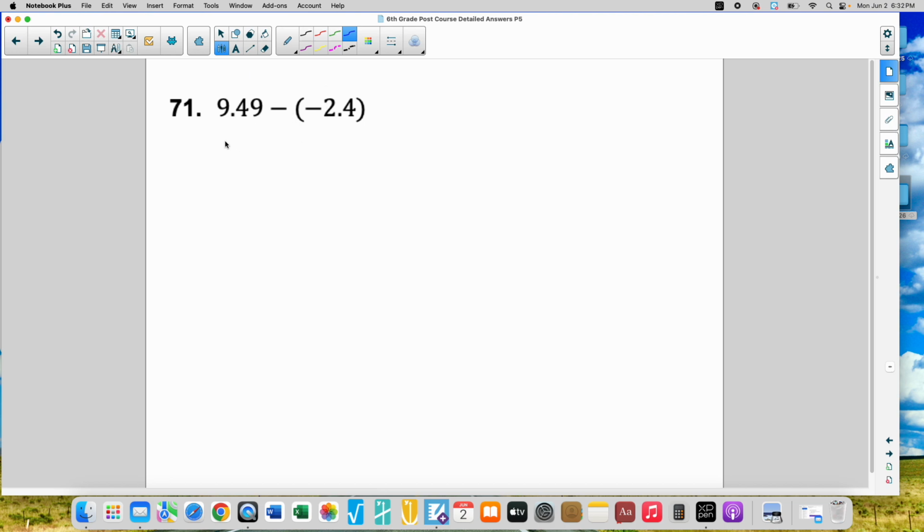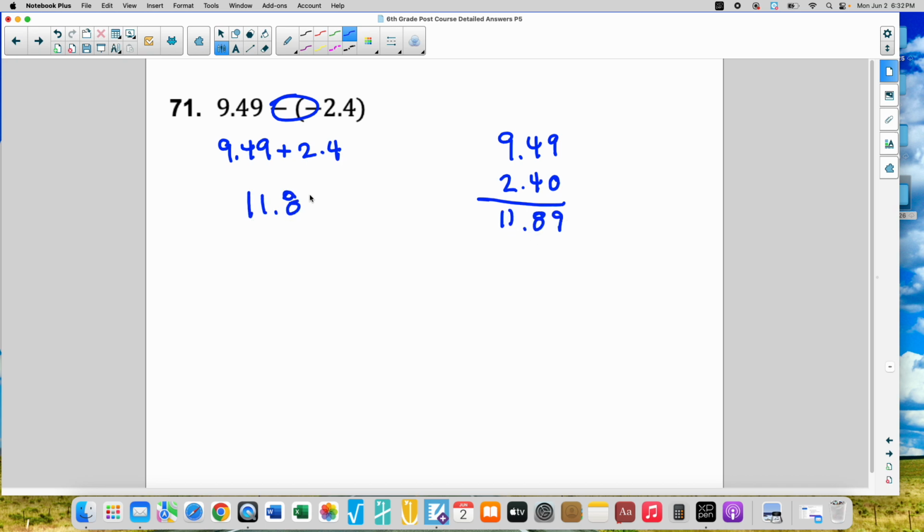So when we minus a negative, we're going to change the double signs. Mr. Mack does not like double signs. Two negatives, when next to each other with no numbers in between, means multiplication. Negative times a negative is a positive. And now we're going to add these, and we're going to line them up. We can add that 0, that's 9, that's 8, and that's 11. So we get 11.89, 71.